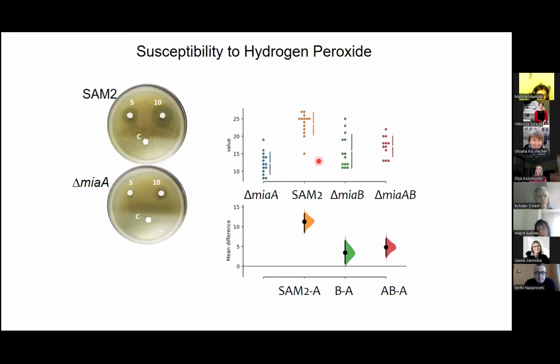We also saw differences in the level of susceptibility to hydrogen peroxide. Hydrogen peroxide is like a test molecule to understand if a cell is able to withstand oxidative stress. And the result was kind of counterintuitive. We would expect that our mutant would be more susceptible to hydrogen peroxide because it would mistranslate proteins. It would not be able to produce the right proteins to protect itself from hydrogen peroxide. But actually, no, it's more resistant to hydrogen peroxide than the wild type.